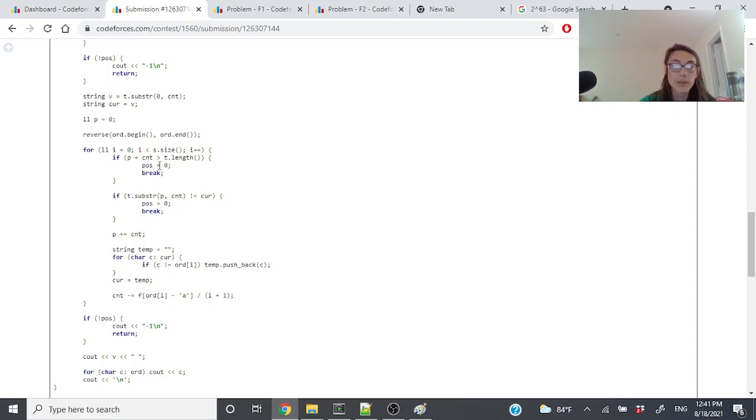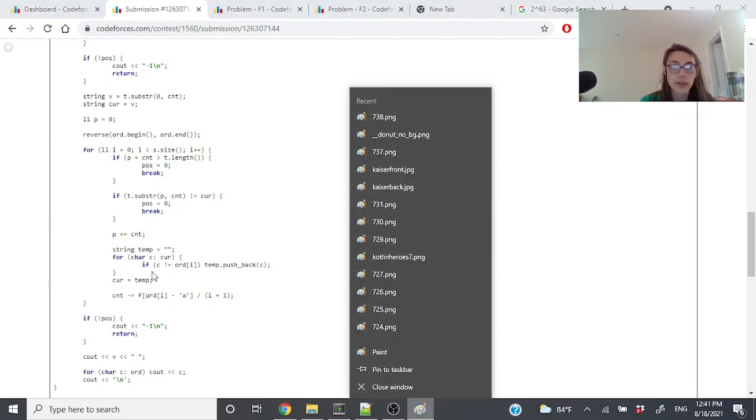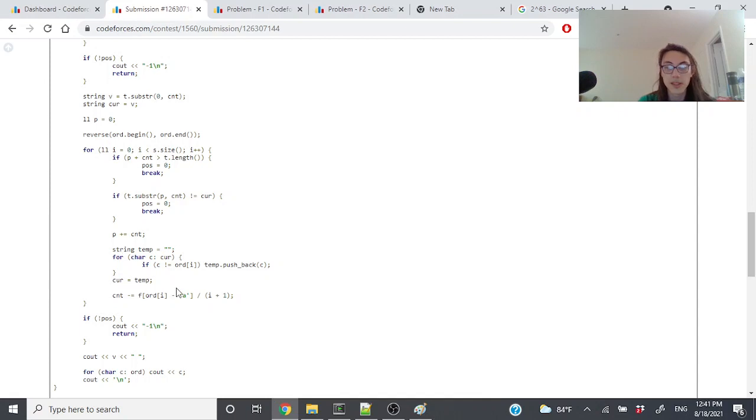And if it's ever not possible, like if we go past T or it doesn't match, then it's not possible. You can combine these if statements, I don't care. Then I'm generating the new string every time. This is O of n times 26, which is fine.